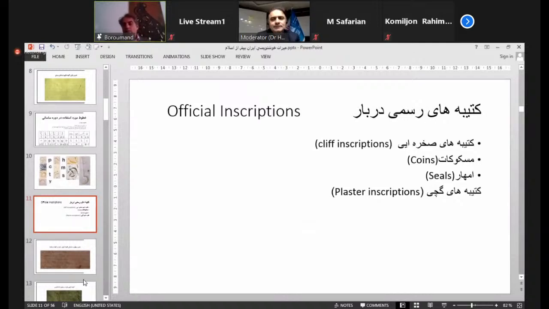In the field of the palace, different branches of Pahlavi Katibei are used. The most important are the rock samples, in Fars province, and others in Kermanshah, such as Taqabostan.